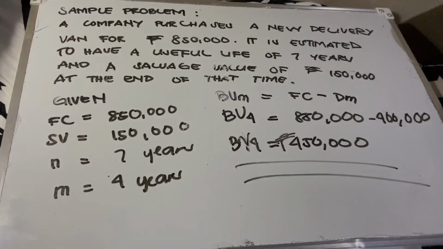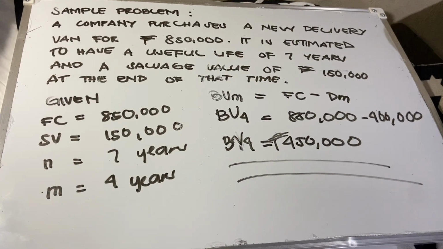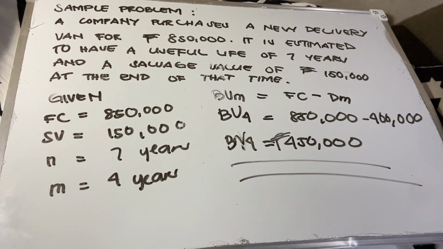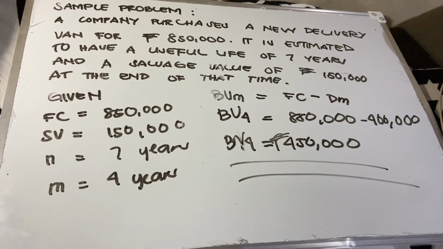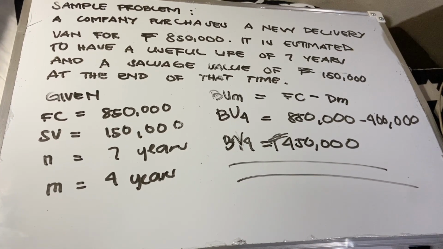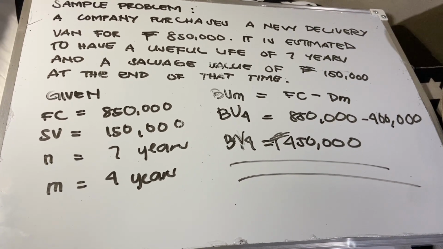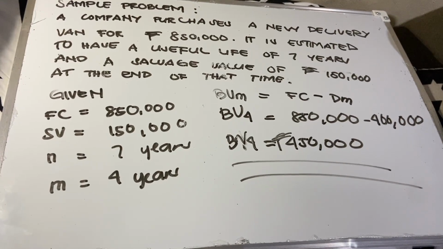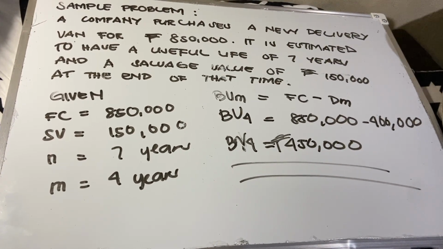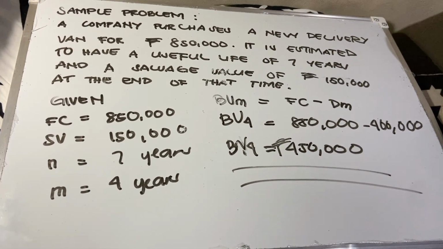So the straight line depreciation method is a powerful and transparent tool because it provides a predictable and constant rate of depreciation. This makes it very easy to track an asset's value for accounting and financial planning.